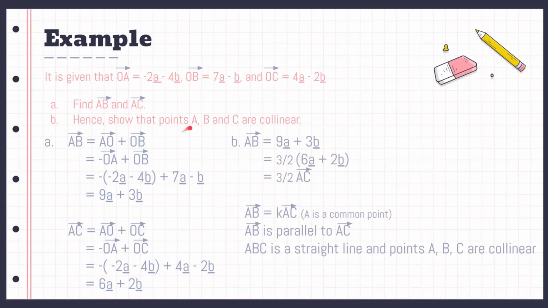Part B, we need to show that points A, B, and C are collinear. First, we see that AB is equal to 9a plus 3b as found in part A. Next, we see that it can be expressed as 3 over 2 of 6a plus 2b, which is also equal to 3 over 2 AC. Hence, we see that AB is equal to k AC. We can then conclude that AB is parallel to AC, and ABC is a straight line, and points A, B, and C are collinear.